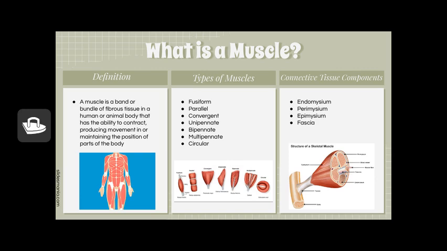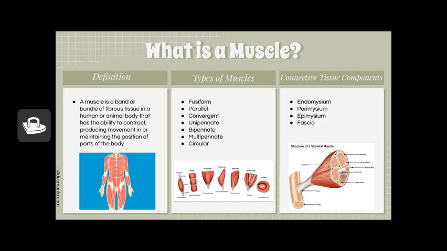Moving on, there are connective tissue components that make up the skeletal muscle. Beginning with the endomysium, these are thin sleeves of loose connective tissue that surround each muscle fiber. Then we have the perimysium, a thicker connective tissue sheath that wraps muscle fibers together in bundles. These bundles are referred to by the term fascicles.